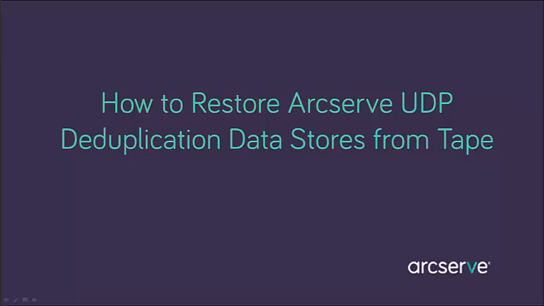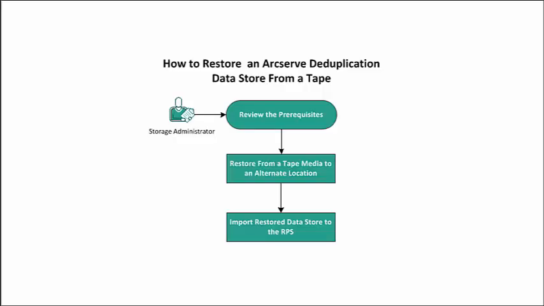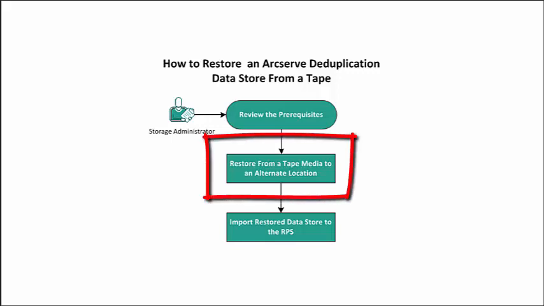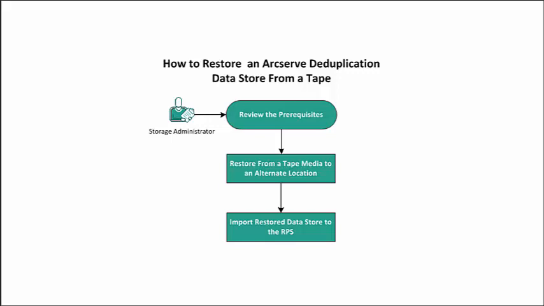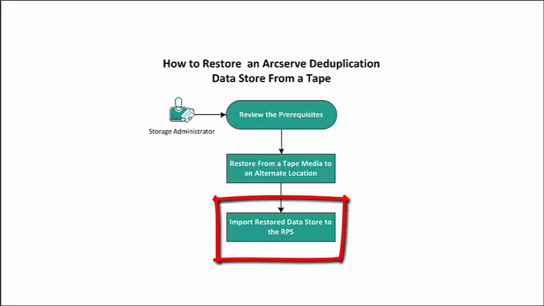In this video, I'll show you how to restore Arcserve UDP deduplication data stores from tape. Okay, now before we get started, in order to successfully restore deduplication data stores from tape, Arcserve UDP needs to integrate with Arcserve Backup. Arcserve Backup is used to restore the deduplication data store to a specified or alternate destination, and Arcserve UDP is used to import it to a recovery point server.